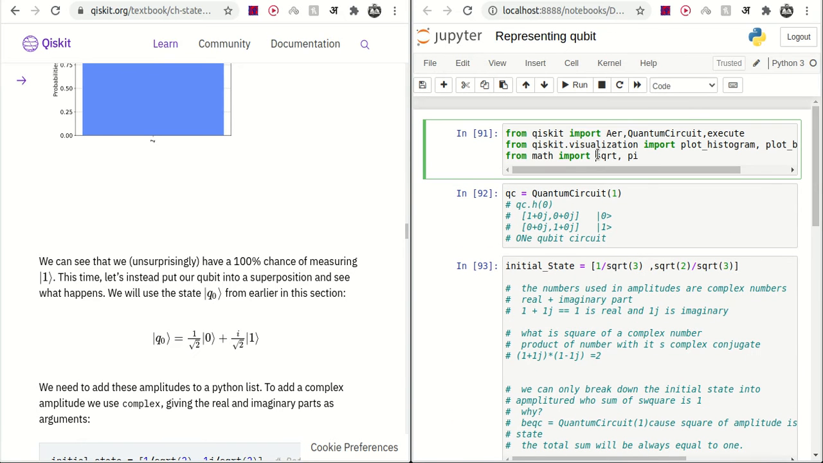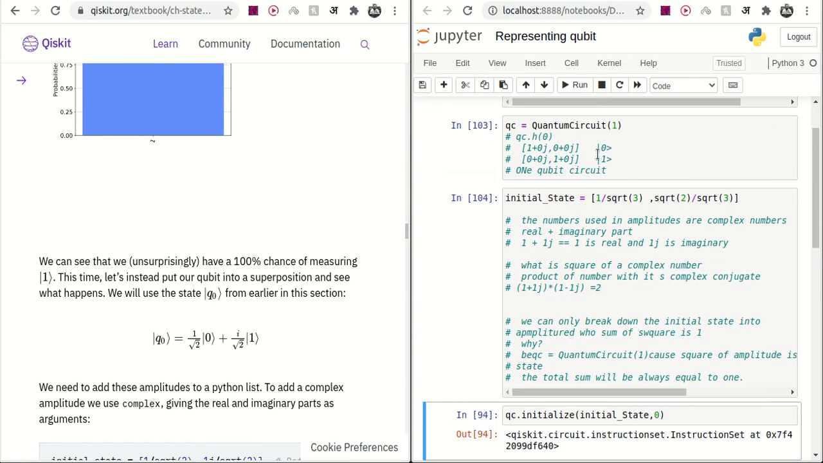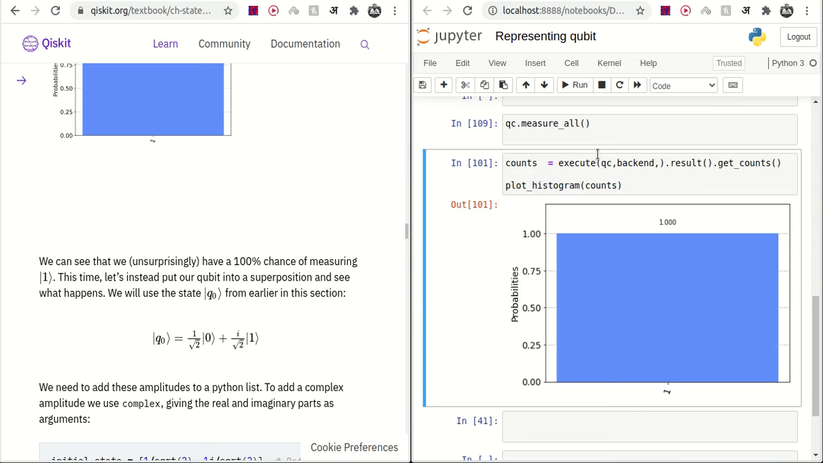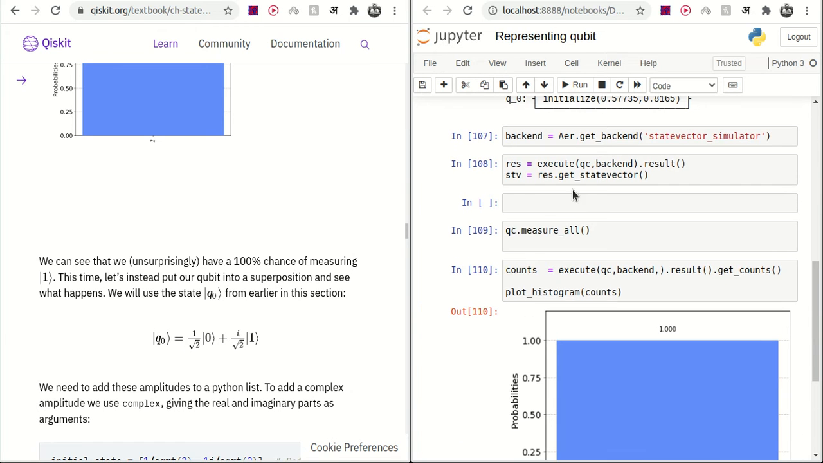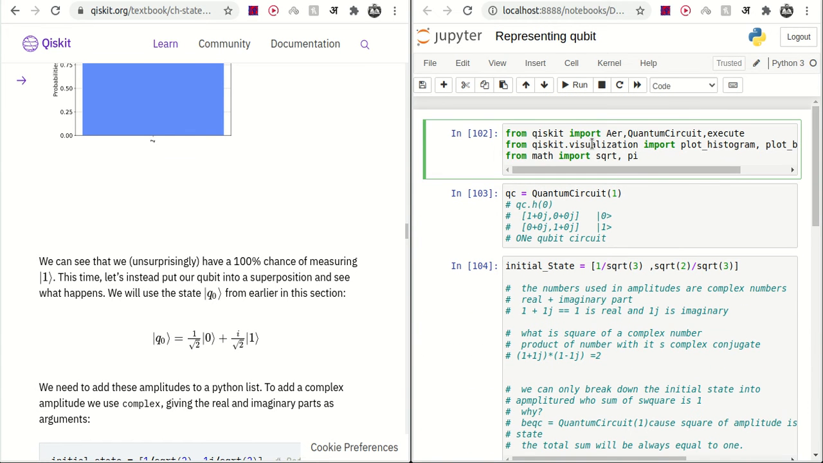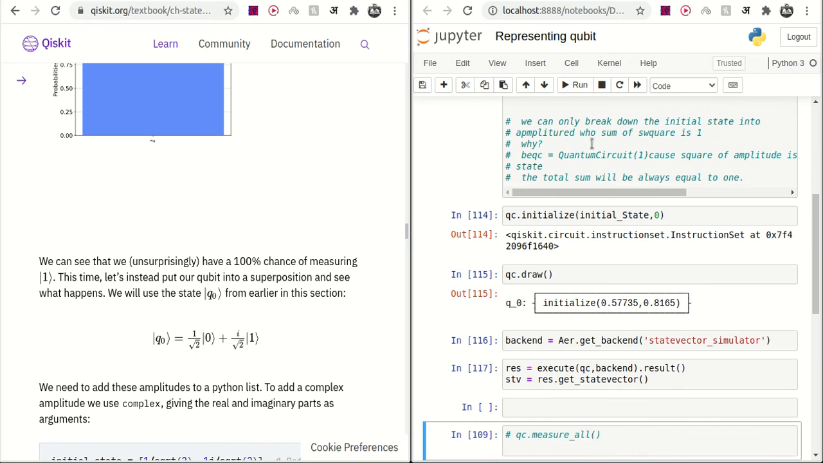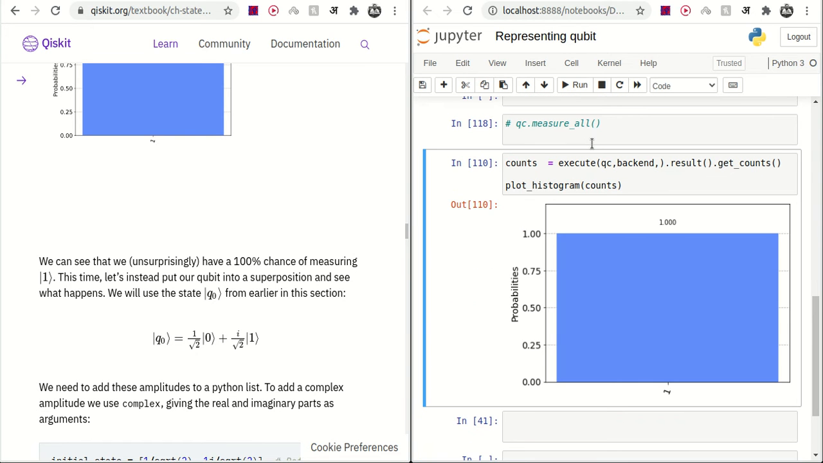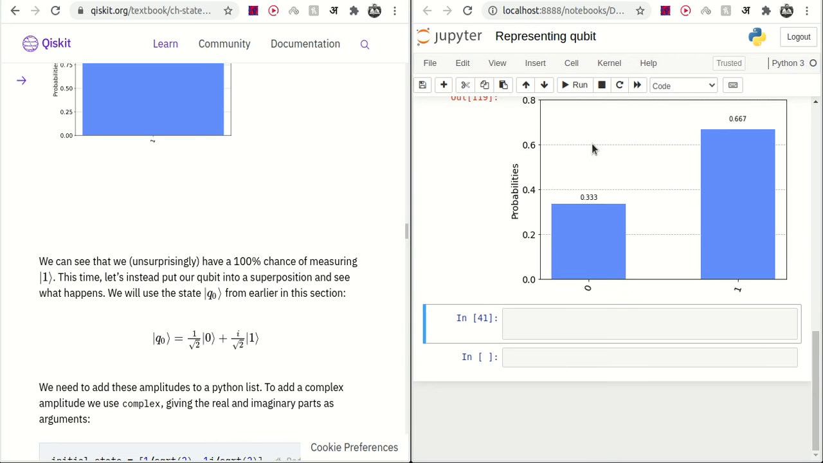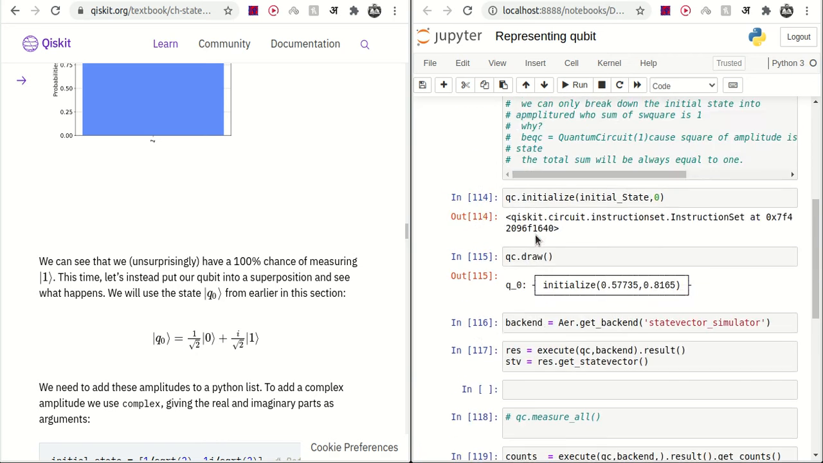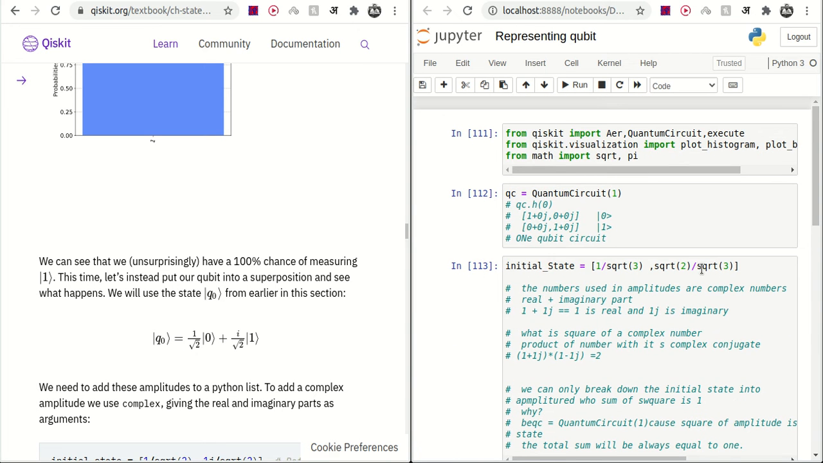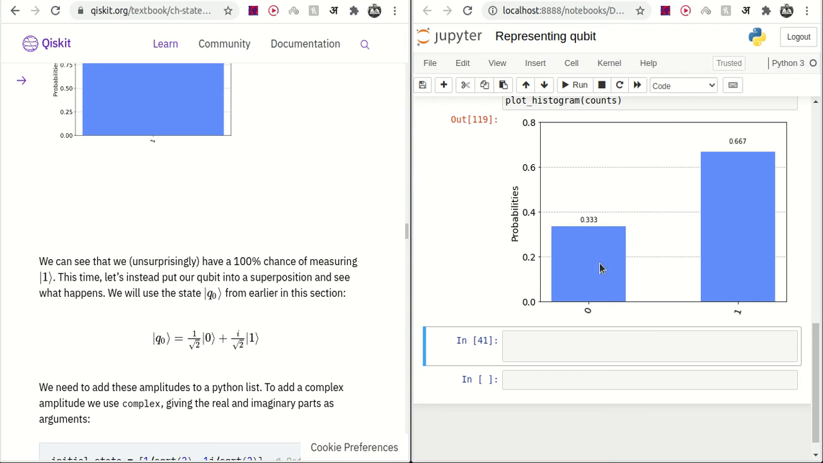Nothing is wrong in the code. But if we remove this statement, we are not measuring it and running it from the start, you can see the probabilities are actually okay. What we are supposed to get here is 1 by 3 for 0 and 2 by 3 for 1. So that is exactly what we're getting. You can understand how we can manipulate this initial state and get different probabilities to be in one of the states 0 and 1.